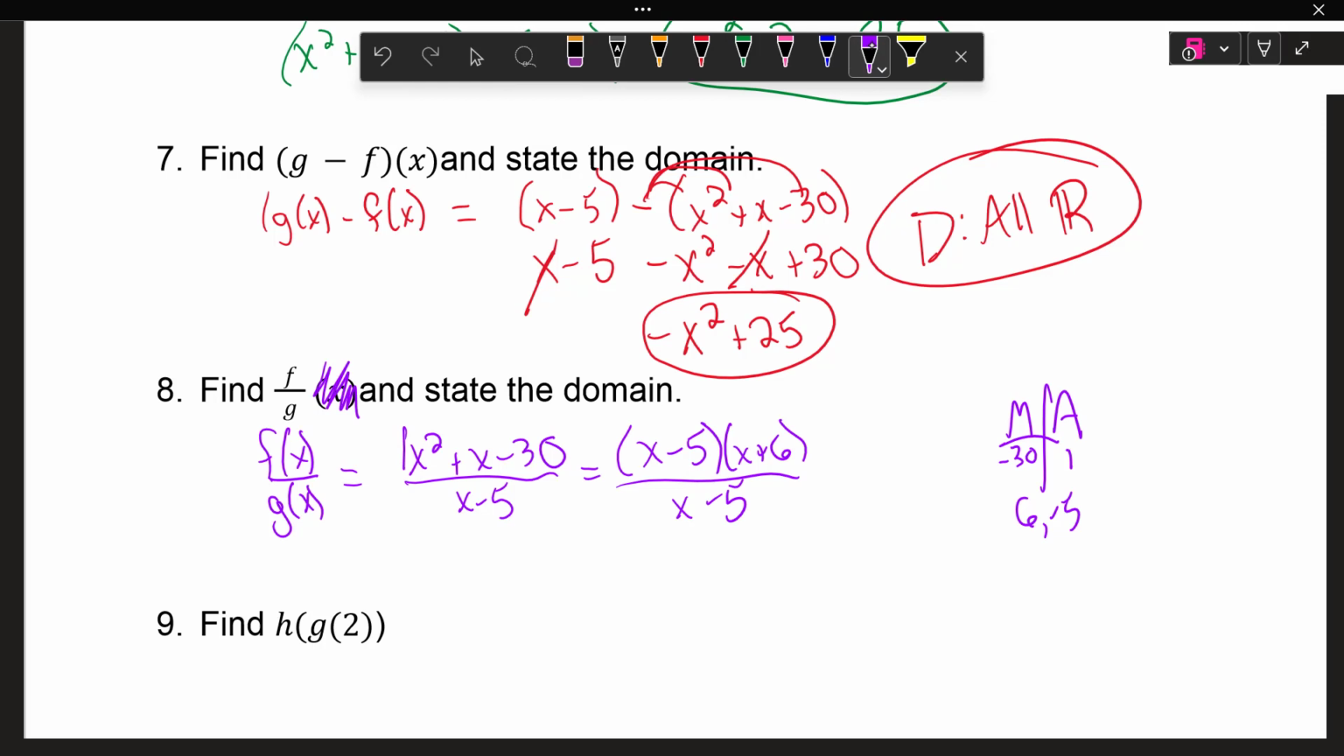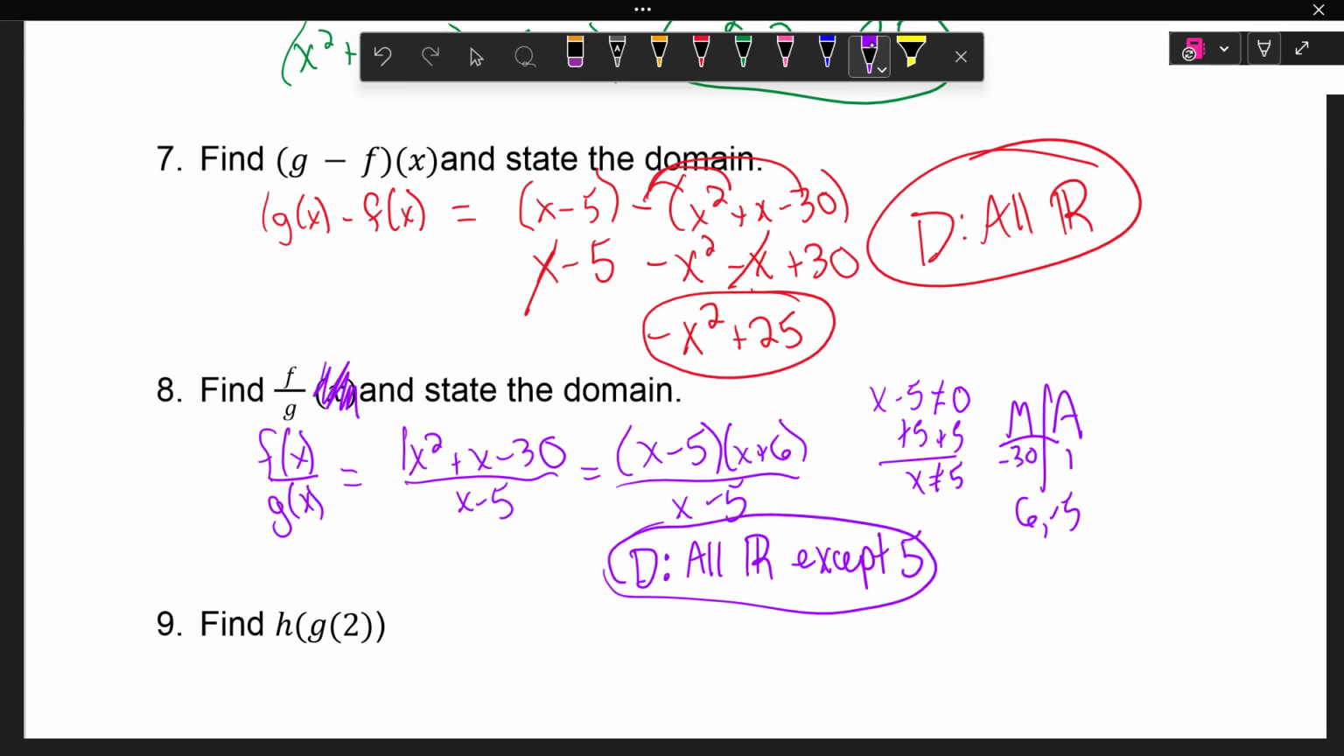Now, before we simplify, we have to make sure we get our domain. So it's going to be all real numbers except, well, what makes the denominator equal 0? X minus 5. We don't want that to be 0. So if we add 5 to both sides, x cannot be 5. So that's our domain. Now when we simplify, we can cancel out our x minus 5s. So our answer is just the x plus 6, just chilling by itself.